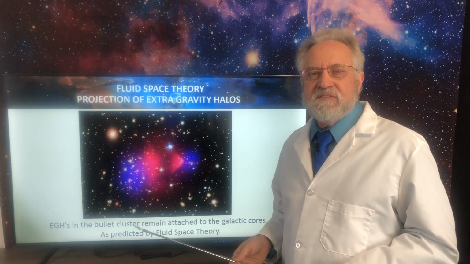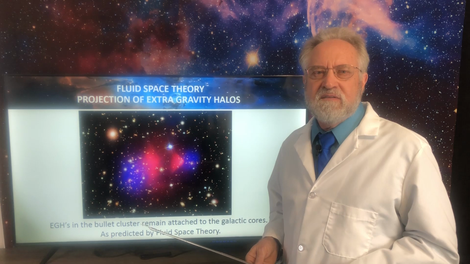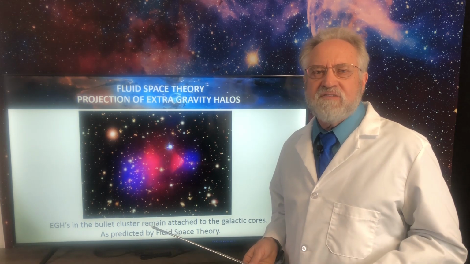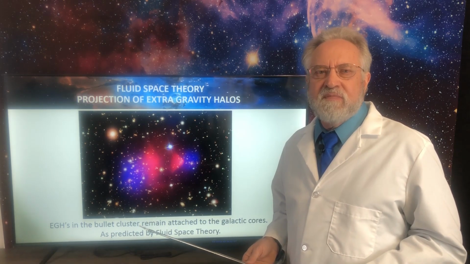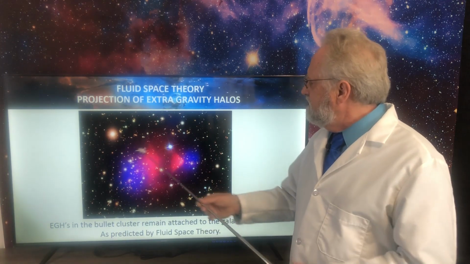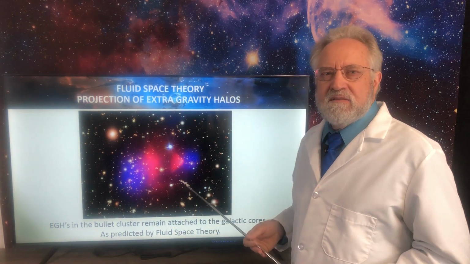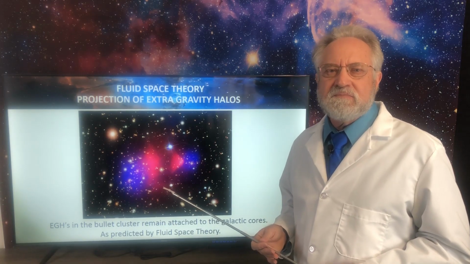But what fluid space theory says is no, gas and dust clouds don't project a dark matter effect. They don't project an extra gravity halo, and the extra gravity halos are basically projected from the black holes and the galactic cores, and the dark matter lensing is right where you would expect it to be.